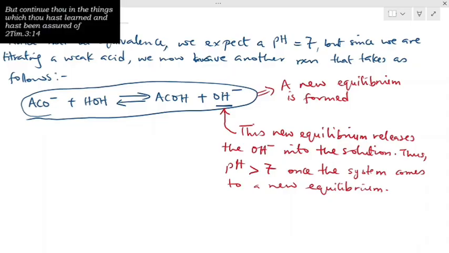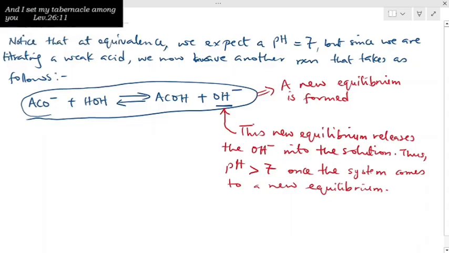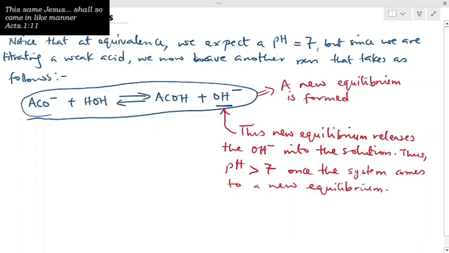Thus it is all of this acetate now, which is the conjugate base of a weak acid, that will now react with the water that is floating around, as seen in this equation right here. So as such, the system comes to a new equilibrium.